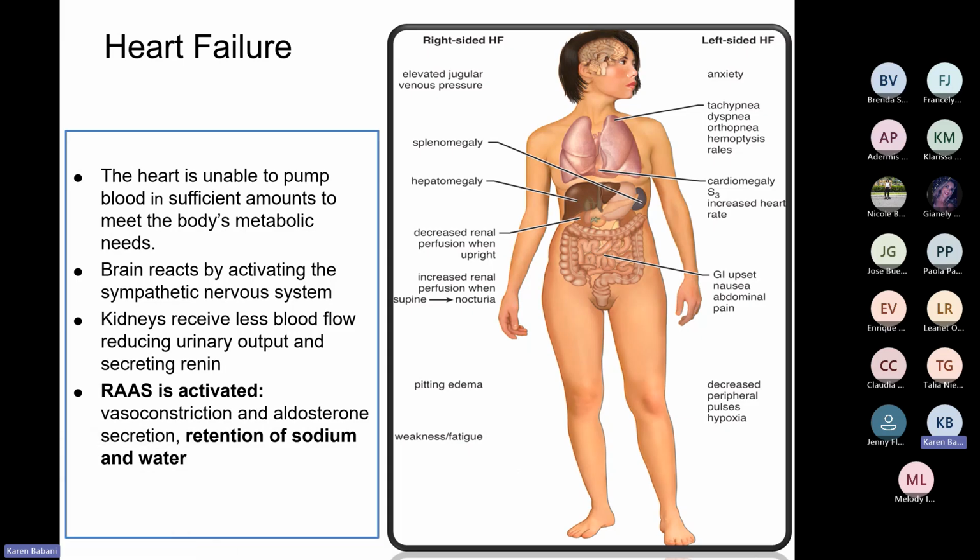What else? So that's talking about causes. Once the RAAS is activated because of the secretion of renin, then there's vasoconstriction, aldosterone secretion, and a retention of sodium and water.